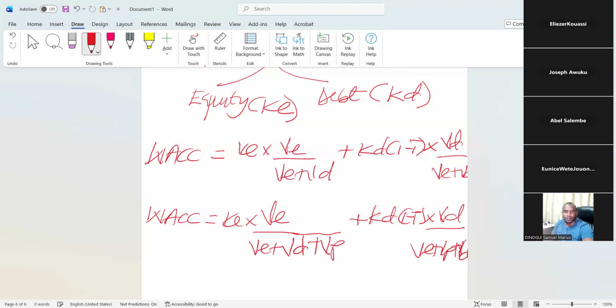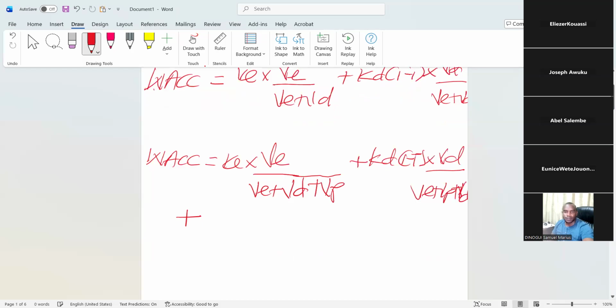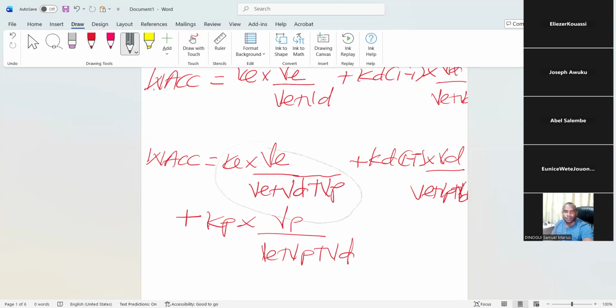Then I come to the third one. The cost of preference shares times the value of preference shares over the value of equity plus the value of preference plus the value of debt. So here you could see that because there are preference shares, we have three items in the formula. We have the cost of equity side, we have the cost of debt side, then we have the cost of preference.